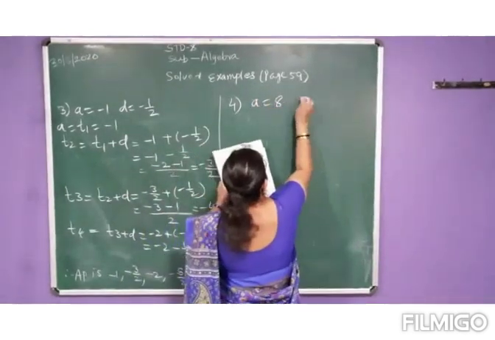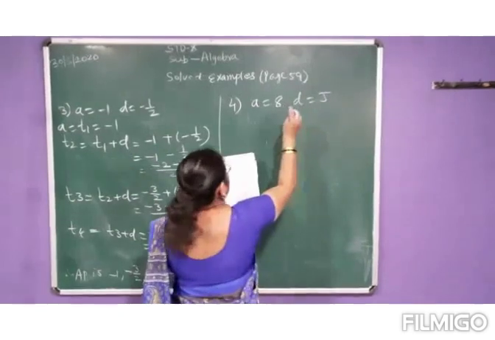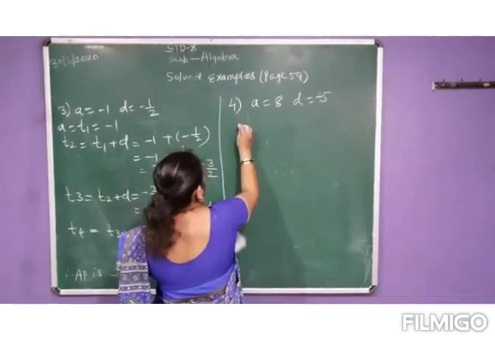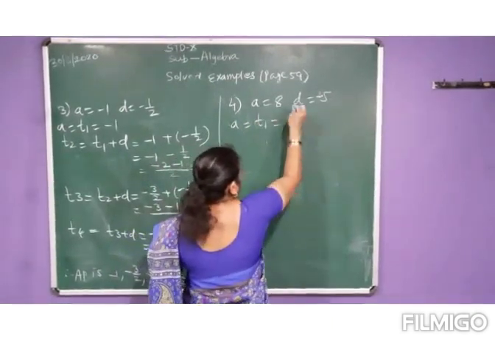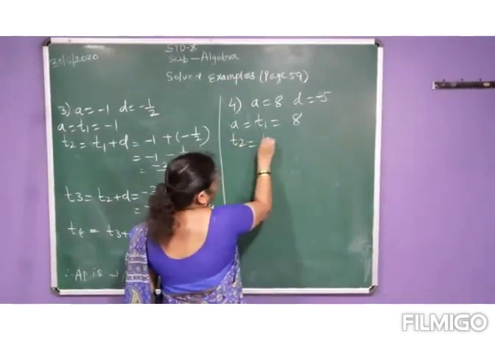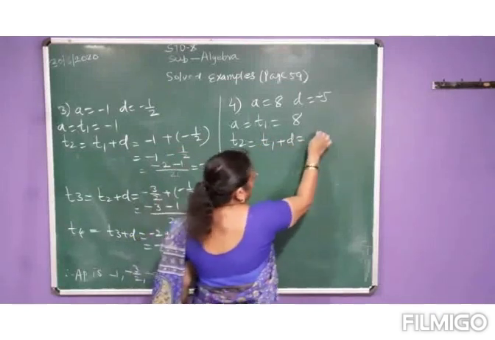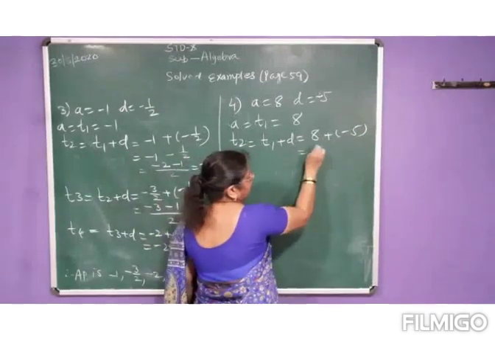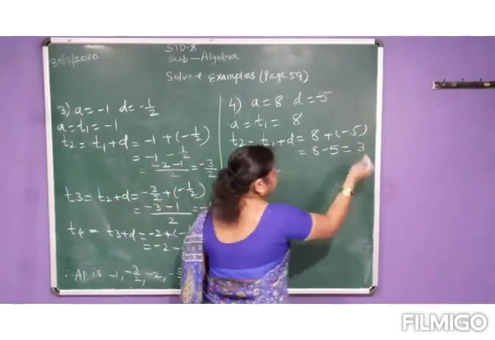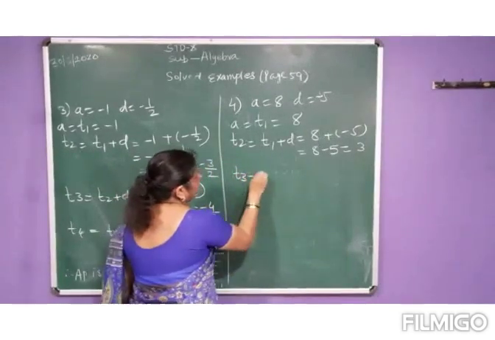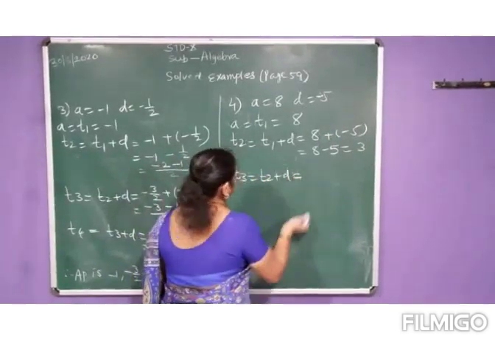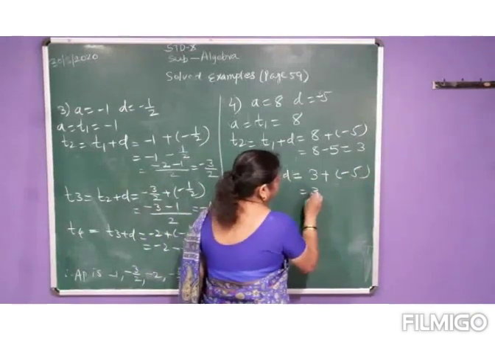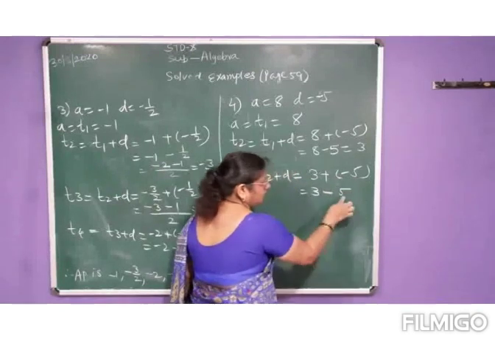A is equal to 8, D is equal to 5. Minus 5, sorry, D is equal to minus 5. Now here we will see A, T1 is equal to 8. Now T2 is equal to T1 plus D. T1 is 8 plus minus 5. Now again see plus and minus minus. So 8 minus 5, what will you get here? 3. Now T3 is equal to T2 plus D. That is 3 plus minus 5. 3 plus minus minus. So 3 minus 5.